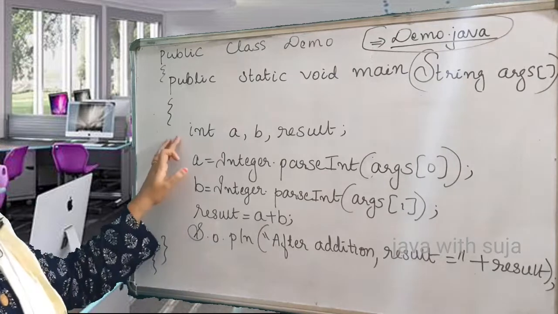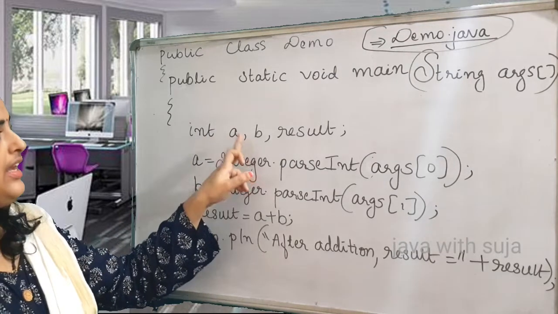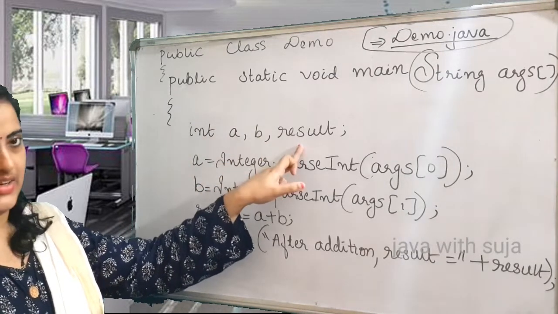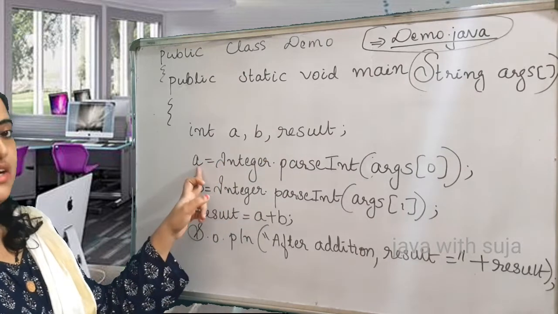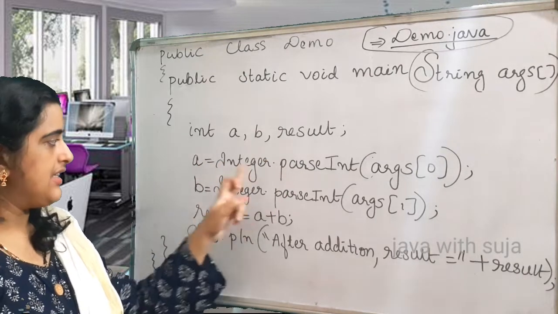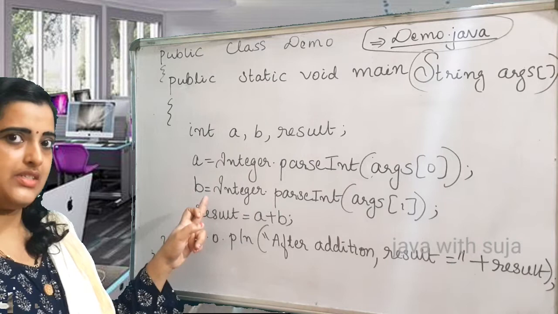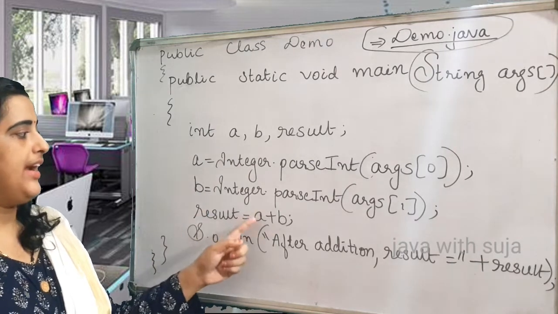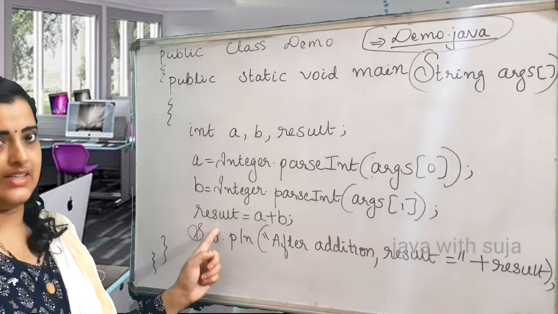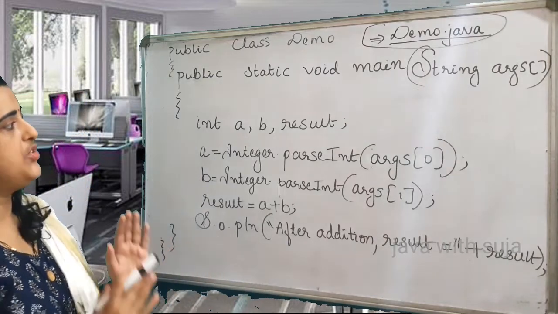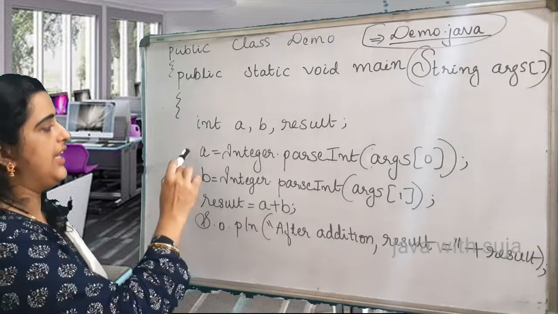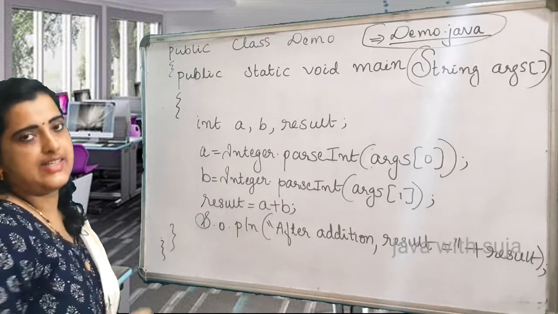Then you can see here we have declared two variables A and B as well as another variable result. So the variable A accepts an integer, variable B also accepts another integer, which when added will give the result. So now we are going to pass values to the variable A and B. So let's see how this will work.